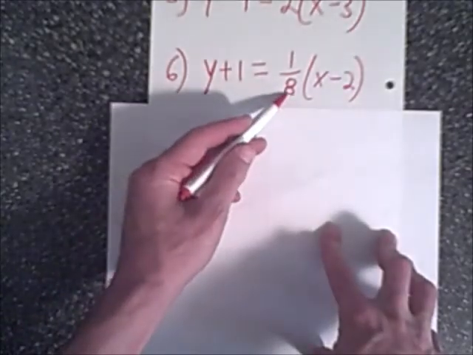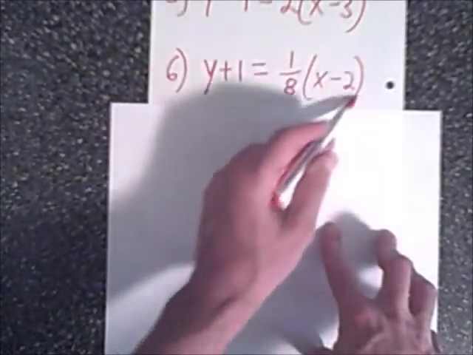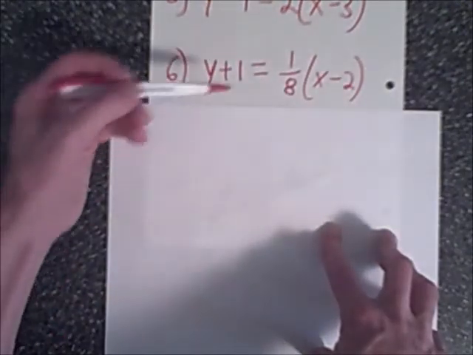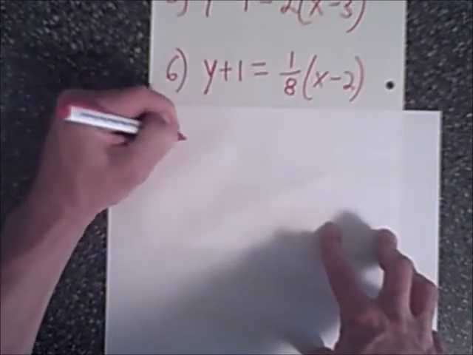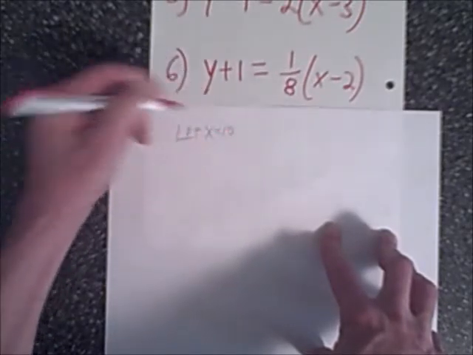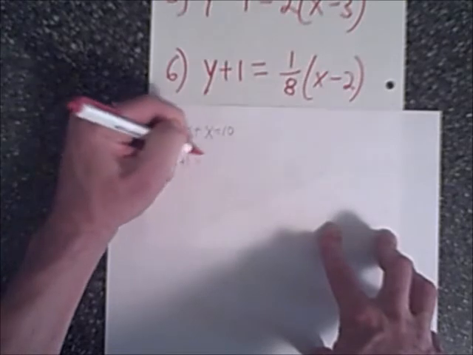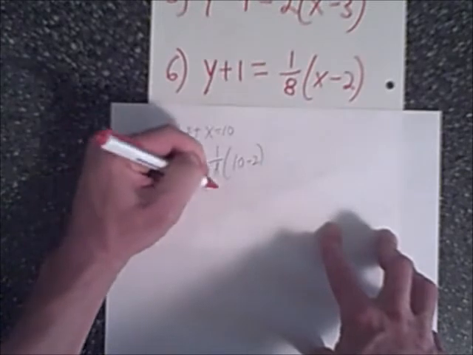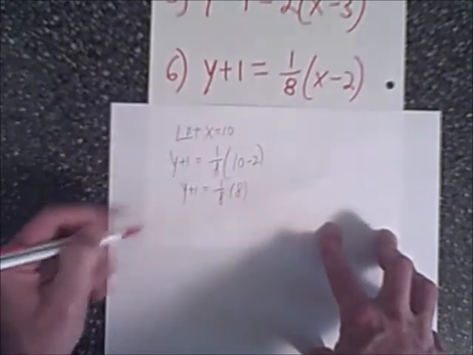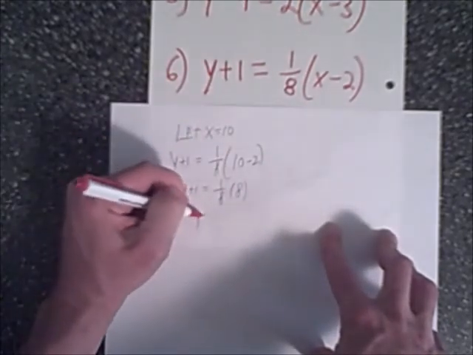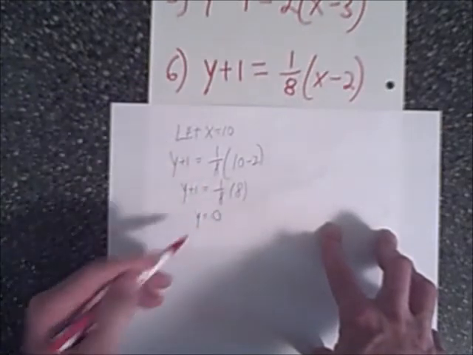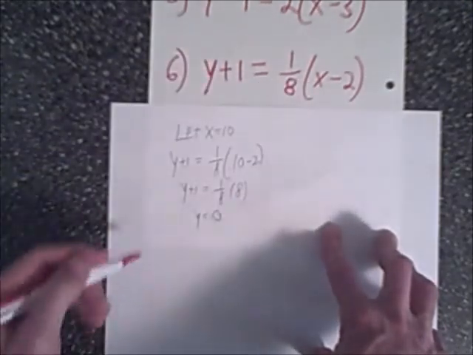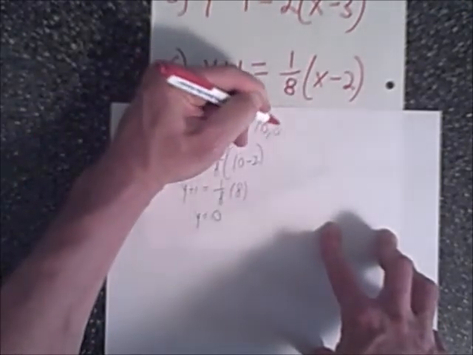So to get a multiple of 8, let's start with 8. So let's make this group here equal to 8. Okay, and in order to do that, we have to make x equal 10. So let x equal 10. So y plus 1 equals 1/8 times 10 minus 2. So y plus 1 equals 1/8 times 8, right? So that's very easy. That's 1. Therefore, y is equal to 0. Okay? And again, you could check it. This is 1, and that's 1. So one of our coordinates is 10, 0.